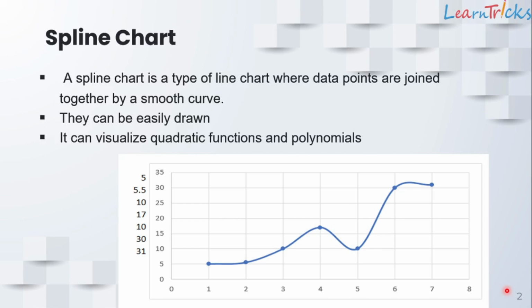So guys, in the line chart, the x-axis and y-axis representation was similar, but the difference was that the points we plot on the graph are joined by a straight line in the line chart, right? But in a spline chart we join these points using a smooth curve, and due to that smooth curve we can visualize quadratic functions like the ellipse, parabola, and hyperbola.